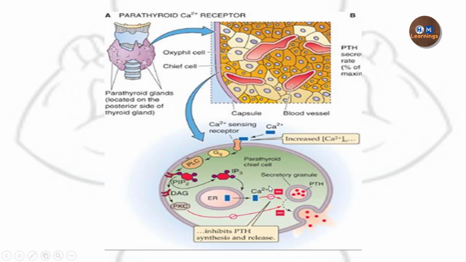So by this, the chief cells come to know that there is a lot of calcium present in the plasma. So there is no need to release the parathyroid hormone, because the action of the parathyroid hormone is to raise the plasma calcium level. Already there is enough calcium in the plasma, so why would it release the parathyroid hormone? There is no point in doing that.